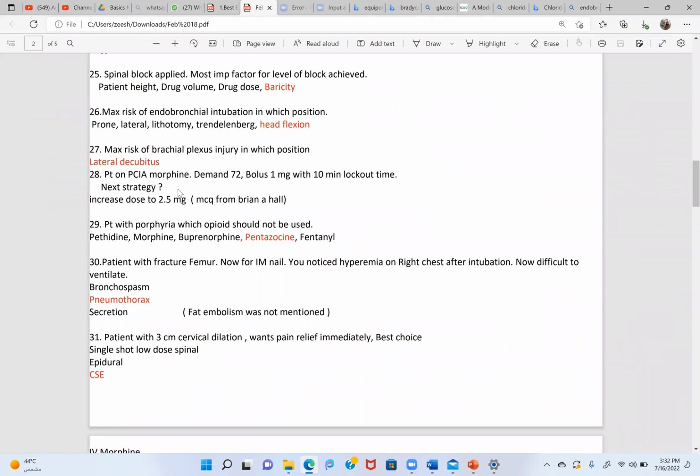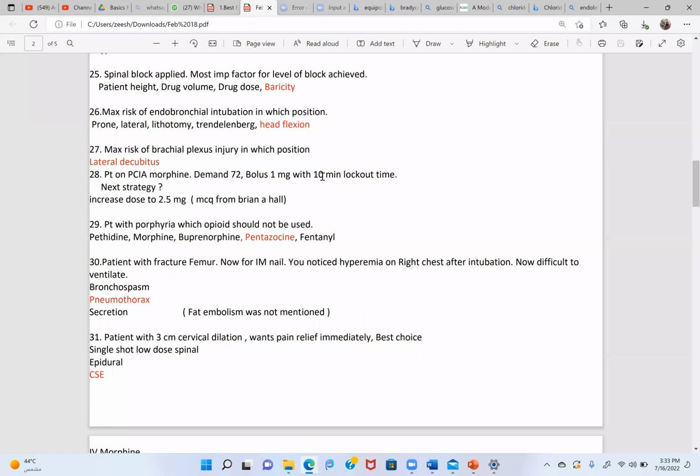Actually, the scenario will tell. Okay, because if they have mentioned the lockout time, this may also be an option. But if they have mentioned the increased dose, because maybe they will have so many options, there should be some data about it to understand the answer.